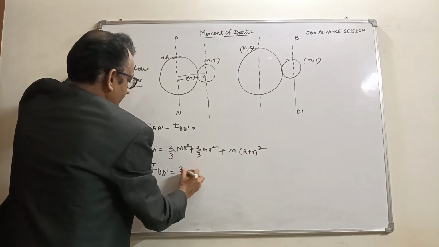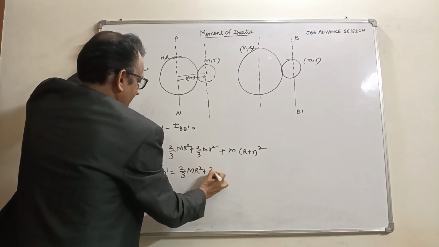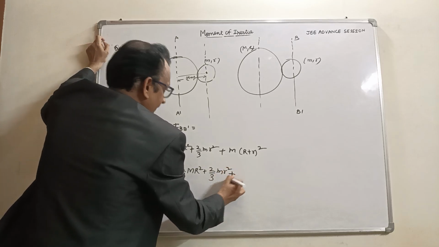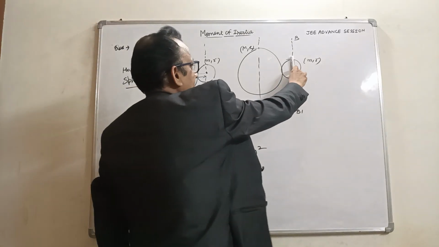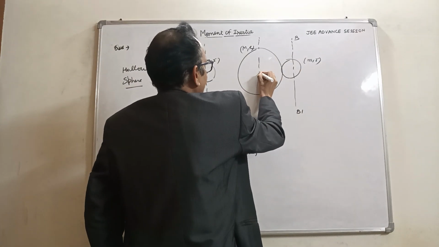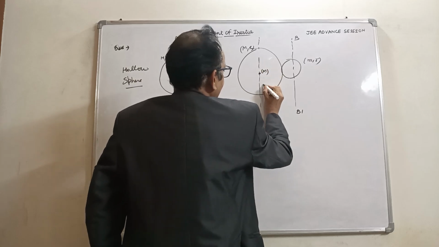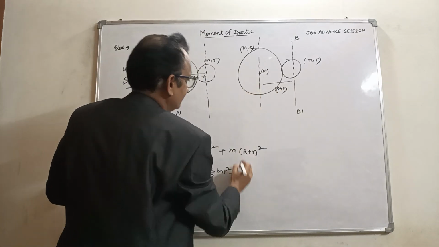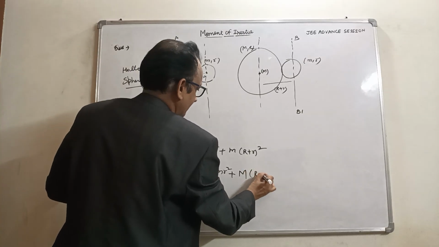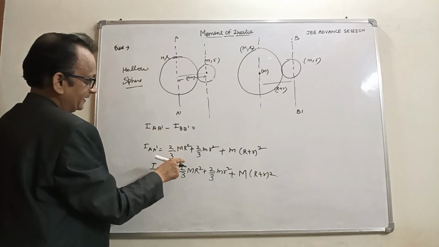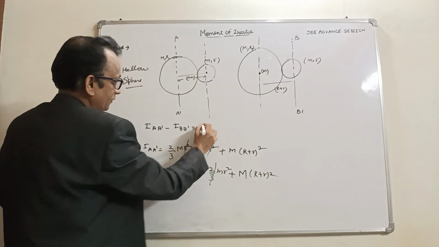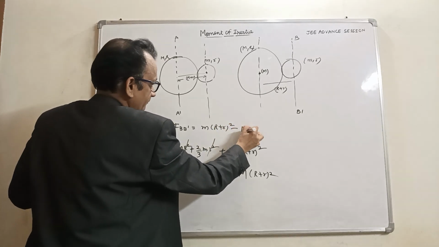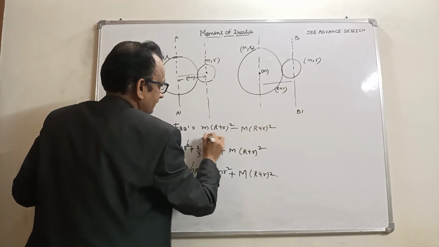And I B dash would be the moment of inertia of the bigger sphere and the moment of inertia of the smaller sphere. We have to find the moment of inertia about this axis. So we place this mass m here, and this distance would be R plus r. So the moment of inertia would be capital M (R plus r) square. On subtracting, these terms cancel out. So this becomes M (R plus r) whole square minus m (R plus r) square.